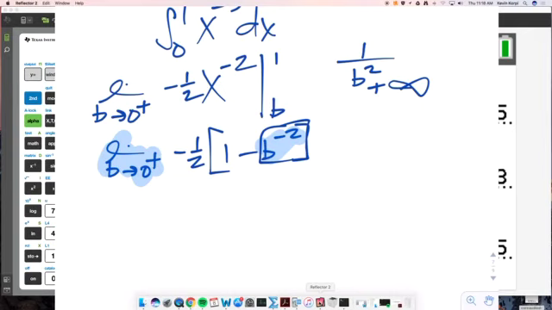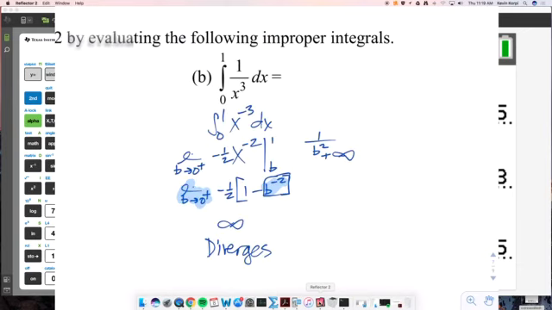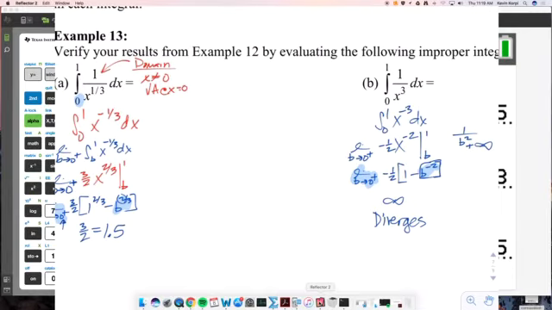Negative infinity, right? Now here's where it changes. What's negative infinity times negative 1/2? Positive infinity. And there's your final answer. So this one diverges. Notice I said always to be careful with one-sided limits when the answer is infinity. Because if the answer was negative infinity, then it would be negative infinity that it diverges to instead of positive infinity. So you want to get the sign of infinity correct. It diverges to infinity. All right, so we just proved that. All right, so now we have a way to deal with improper integrals where we have vertical asymptotes.